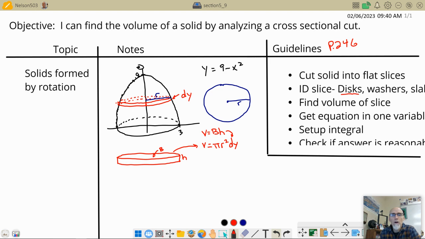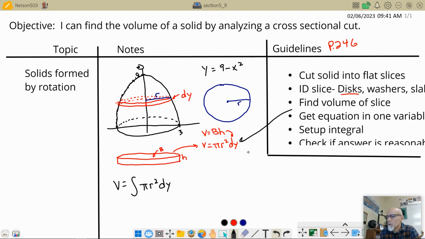Now I'm going to find the volume of the whole solid. So I'm going to go something like this. I'm going to go, the volume is equal to the integral. I'm going to add up infinitely many of these little cuts. So I'm going to go pi r squared dy. So now I found the volume of the slice. Here's the volume of the slice. And now I'm getting an equation. Oh, wait.